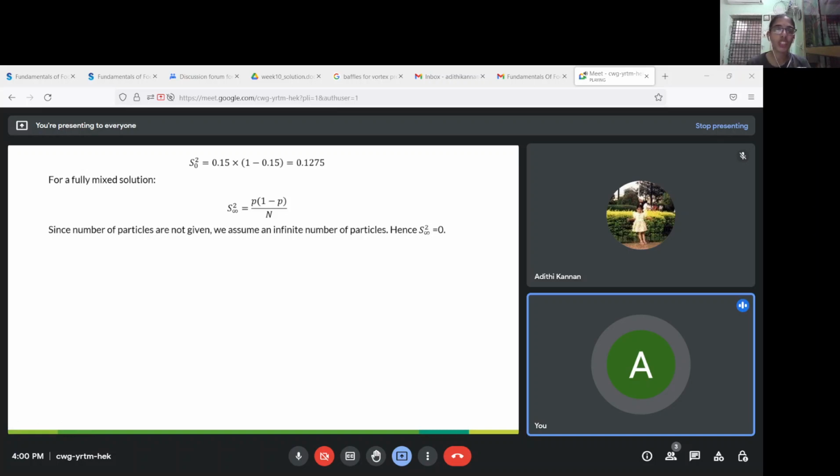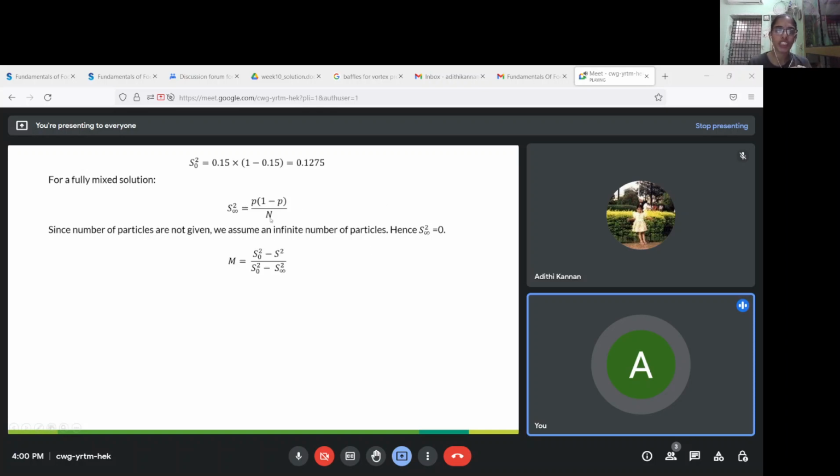If you look at the lecture videos, in one of the questions, you will actually have N given in the question. Only then you will have a certain value of S infinity square. Otherwise, if you don't have capital N or the number of particles mentioned in the question, you can assume it to be infinite, and hence S infinity square will go to 0.